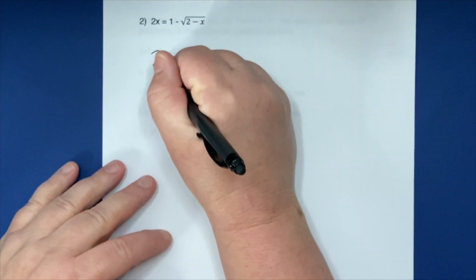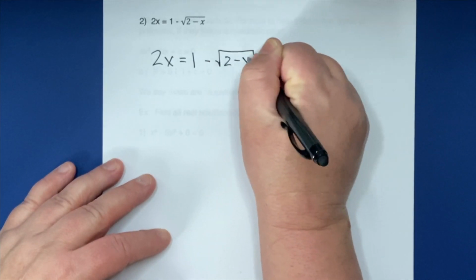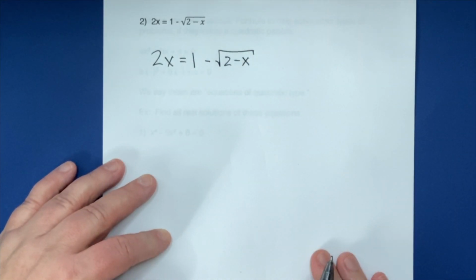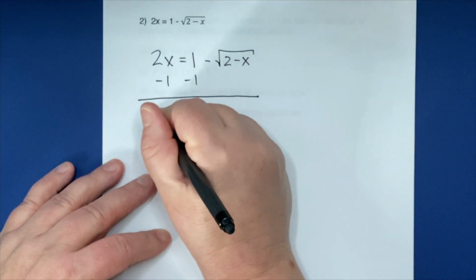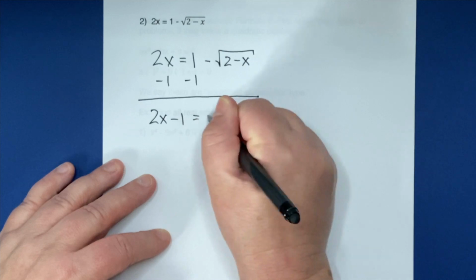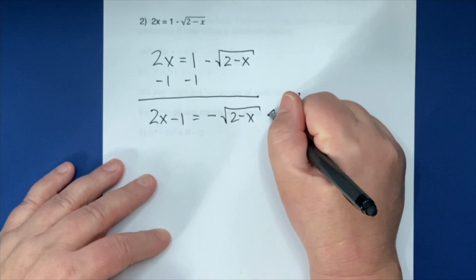Okay, this one is a little bit more awful. This one is a situation where we've got a radical, but a lot of other stuff going on. So 2x equals 1 minus radical 2 minus x. And I'm going to subtract 1 from both sides so that I can isolate the radical. So that's what we're doing right there.